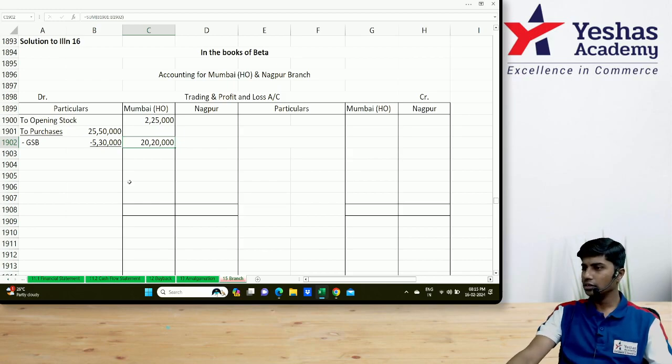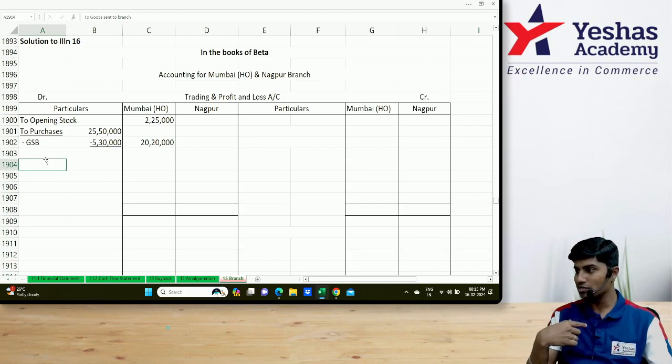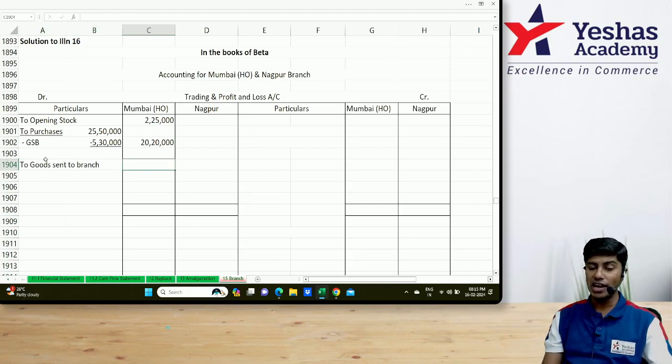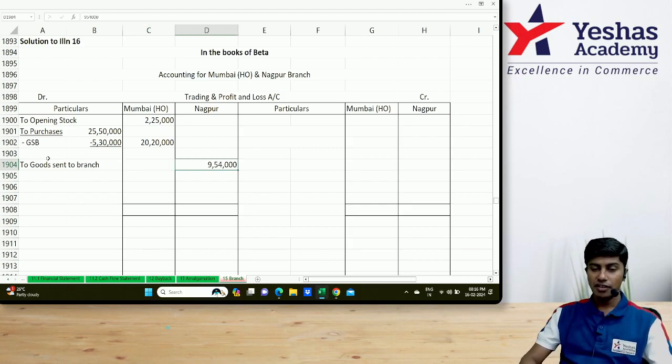20,20,000. 20 lakh. Everyone understood? But for the branch, this is like a purchase. I can't write purchase in the branch column. I'll write goods sent to branch. I won't write 5,30,000. What would I write? Wholesale price, 9,54,000. Anyone has a doubt with this?